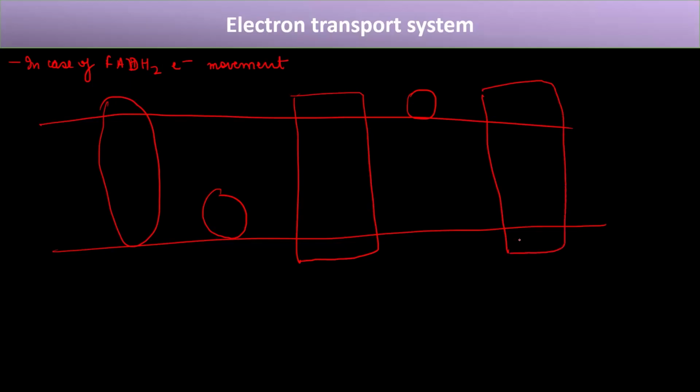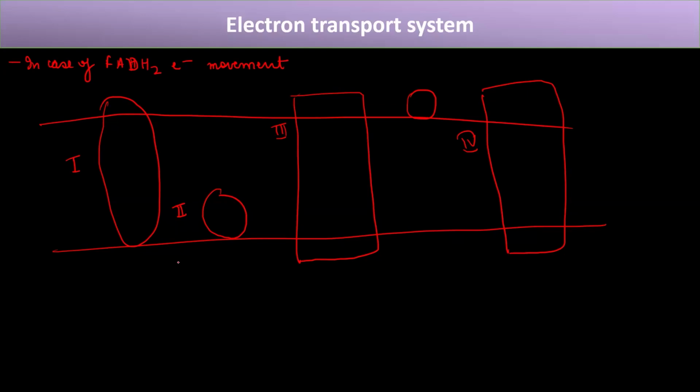Right. Complex 4. So what happens in this case? Instead of complex 1, this is complex 1, this is complex 2. So in this case, complex 2 is the primary electron acceptor. Okay. So in the case of FADH2, the primary, or first, electron acceptor is what? Complex 2, not complex 1.